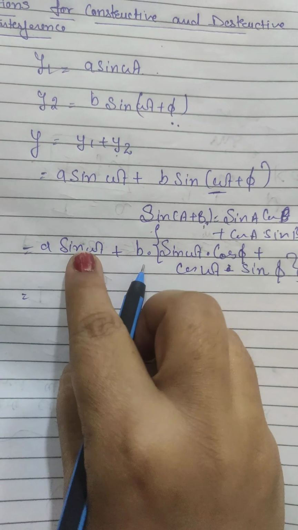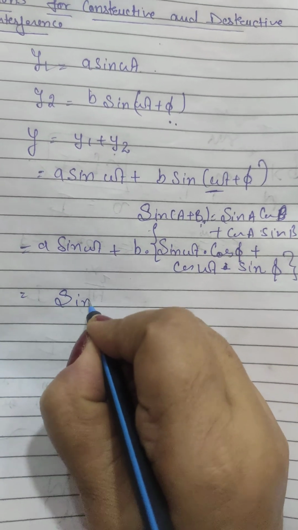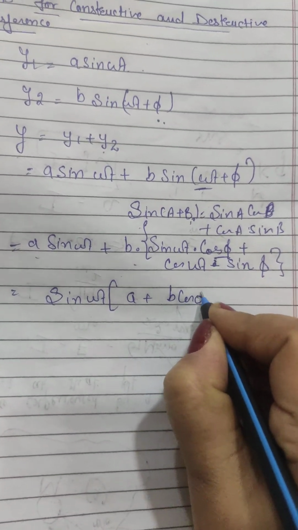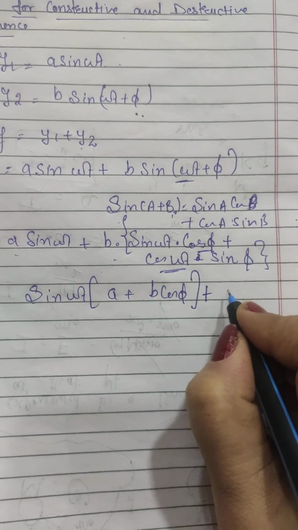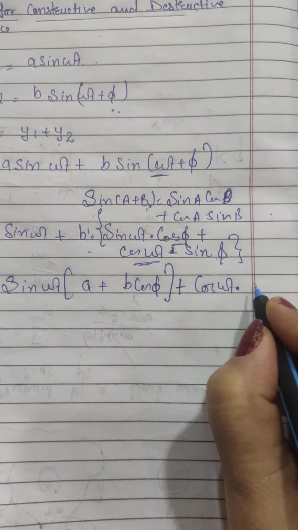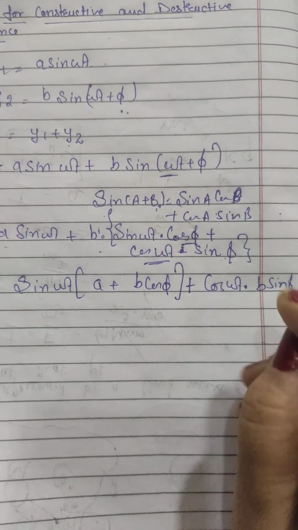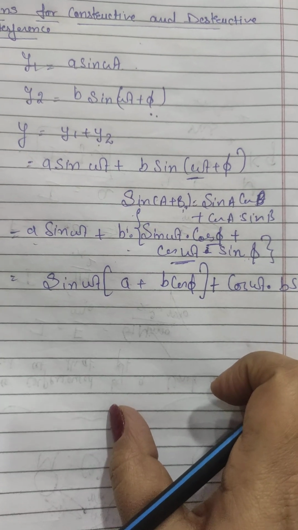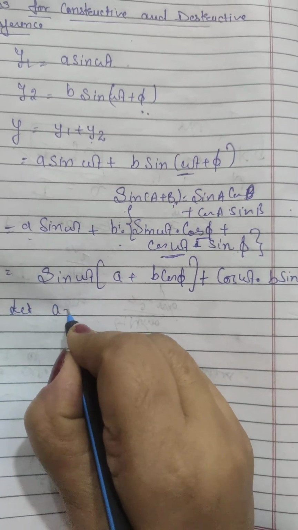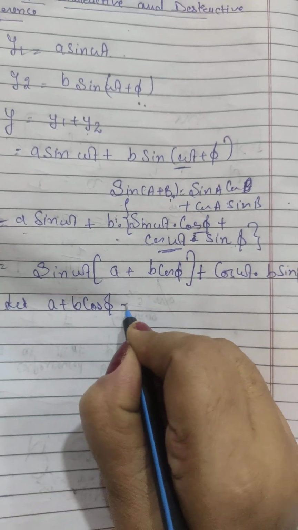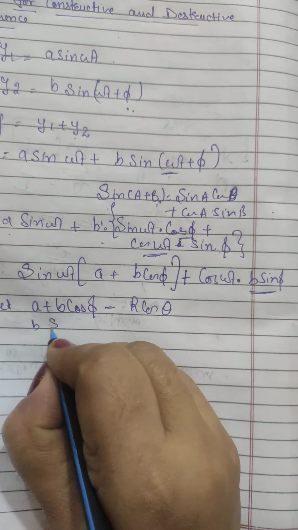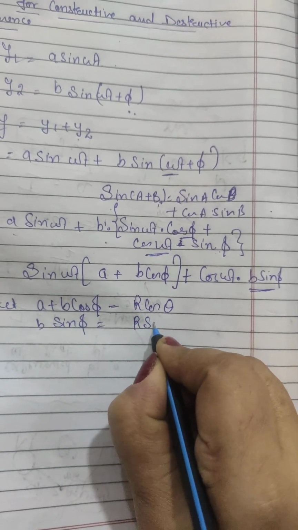From here, sine omega t can be taken out, and we are left with a plus b cos phi, plus cos omega t into b sine phi. Now we need an equation in either sine or cos form, so we convert this. Assume that a plus b cos phi is equal to r cos theta, and b sine phi is equal to r sine theta.